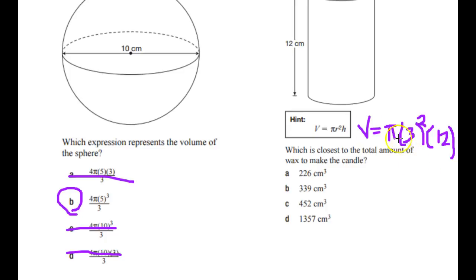So on my calculator, I would type those numbers out, figure out which of these is the answer that makes sense, and then I'm good to go. And so using my calculator, my answer ends up being 339 cubic centimeters. So that's it for my warm-up to get you started.